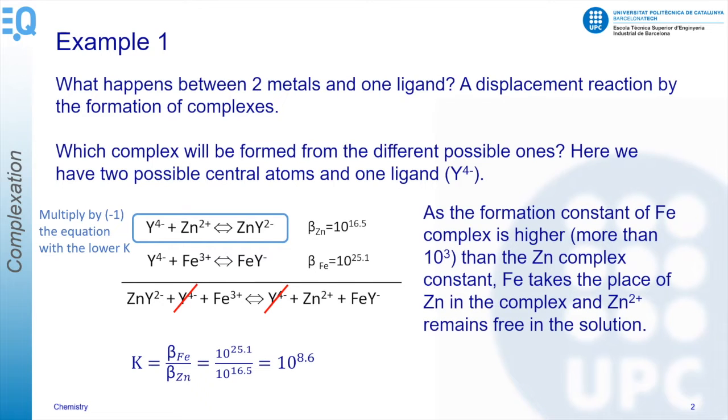By doing this, we obtain a chemical reaction where the free ligand can be eliminated from both sides. Finally, the quotient between both reactions should be done, the smaller one on the denominator, to find out how different the two constants are. The formation of the iron complex is favoured by 10 to the 8 times over the zinc complex.